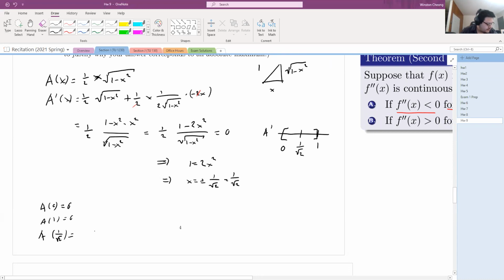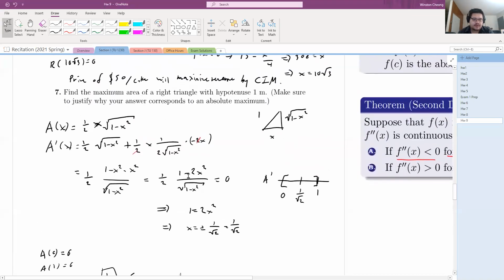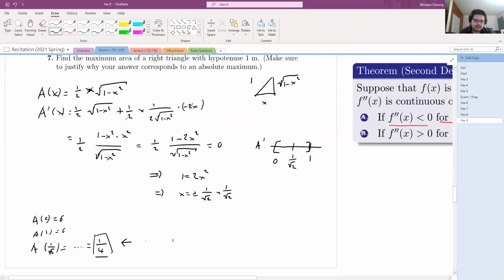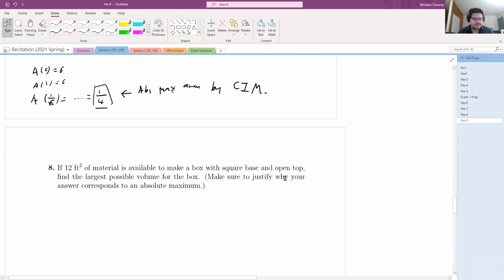But then if I calculate A of 1/√2, you probably want to show a little bit of calculation work, make sure you can do that by hand, but you'll get 1/4. And so what is this problem asking us to do? Maximize the area, find the maximum area and then justify why it's an absolute maximum. So this is the absolute max area, and justification would be by the closed interval method. Okay. So hopefully that made sense.